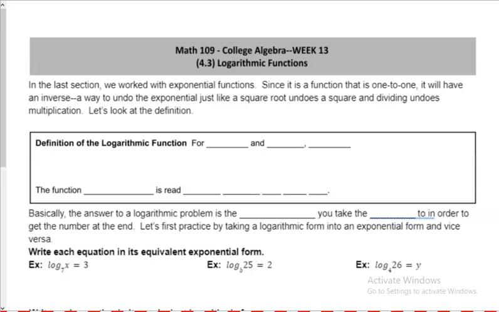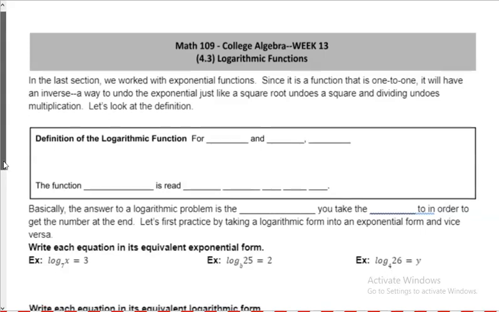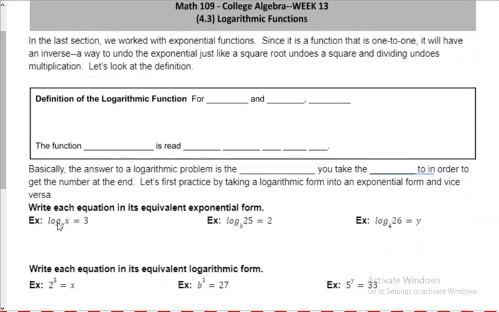So it is something that is one-to-one. It will have an inverse, and so basically just like a square root undoes a square and dividing undoes multiplication, we have logarithms that undo exponentials. So let's first give a definition of that.